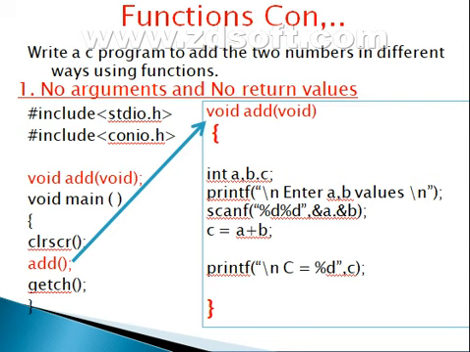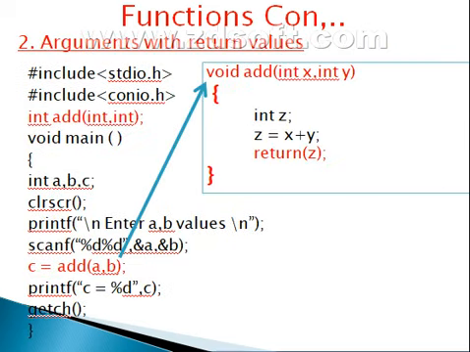So we can write the program with return value or without return value, similarly with parameter passing or without parameter passing. So we can handle functions in four different ways. The first one is no argument and no return value. So whatever we saw in the function example, the same thing: we are not passing any variable or any values, and we are not getting any return value. So that is the first example we saw.